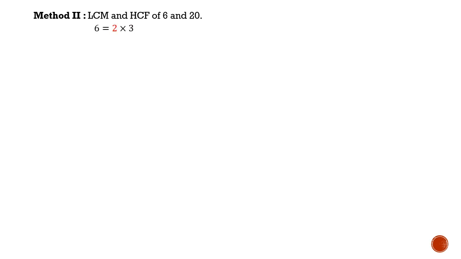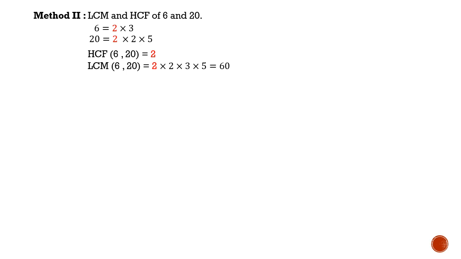See, 6 can be written as 2 into 3, and 20 can be written as 2 into 2 into 5. To find the HCF of these two numbers, we will just take the factors which are common in both factorizations. Only 2 is common in both prime factorizations, so 2 is written there. So 2 is nothing but the HCF of the given two numbers. For the LCM, we take the HCF, that is the common factors, multiplied by the uncommon factors. For one pair we write one number, or simply see it as HCF into uncommon factors. So HCF is 2, multiplied by the uncommon factors, 2 into 3 into 5.